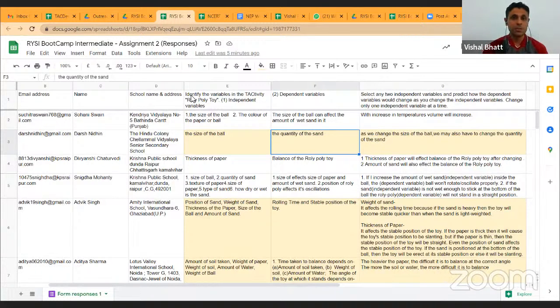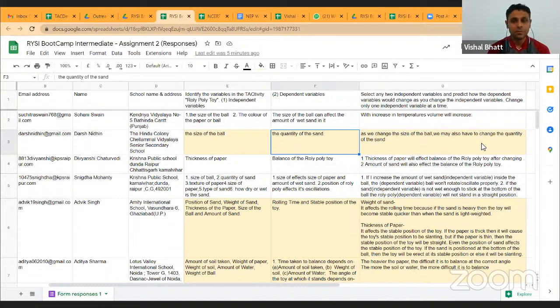Ashay, I'm assuming children are able to unmute themselves. If not, please give that permission so that they can respond. Okay, Vishal. Aditya has raised hand. Aditya, go ahead and unmute yourself and share.